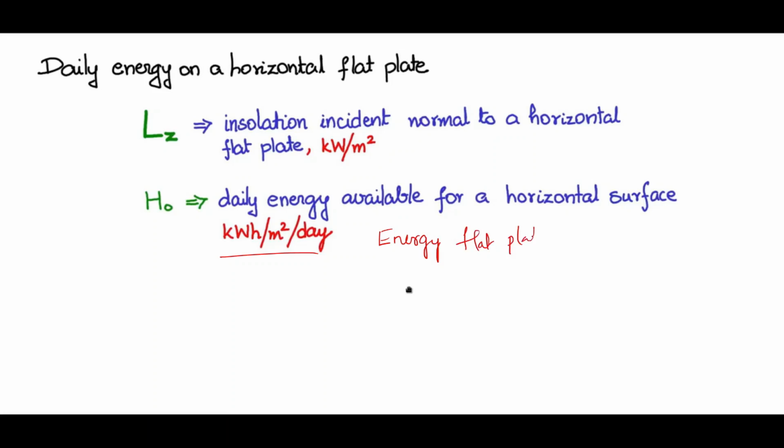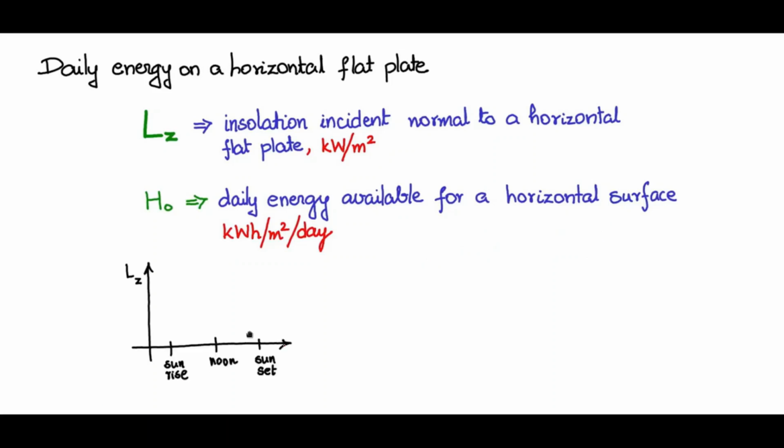in one day, from sunrise to sunset. So we are going to find energy H naught in one day. Here Lz is solar insolation incident normal to a horizontal flat plate, and we are going to draw the curve between Lz and hour of the day. So we know the sunrise and sunset, and we know the curve is like an inverted V curve.